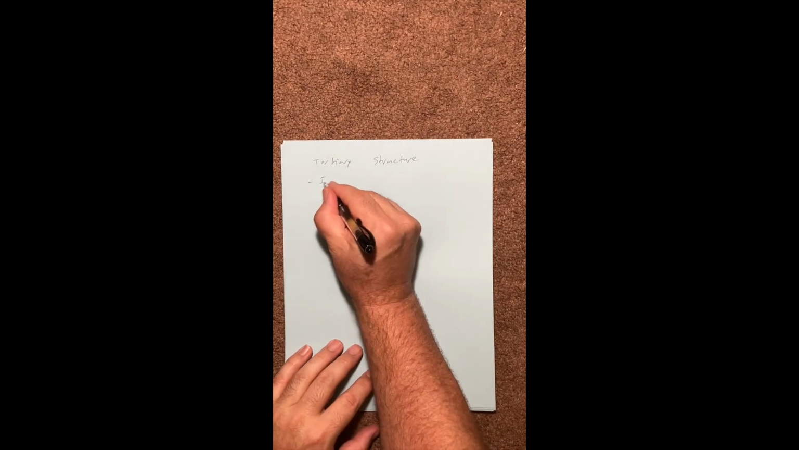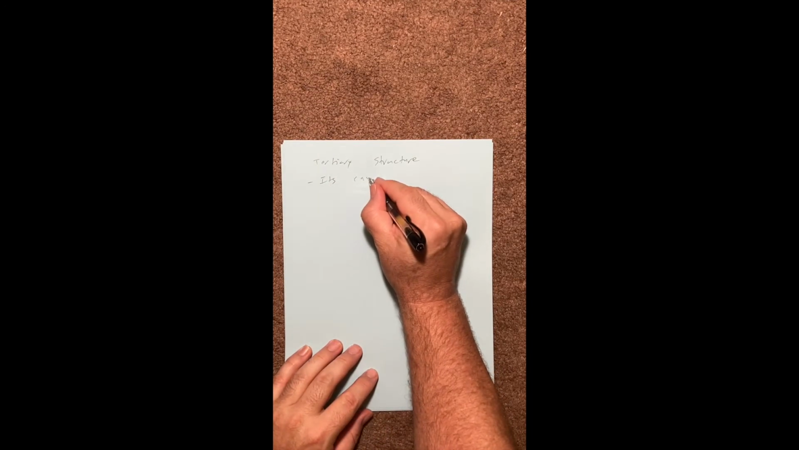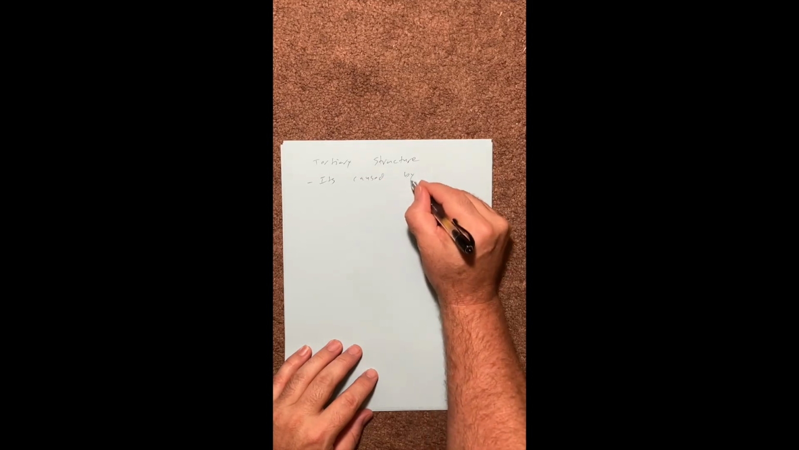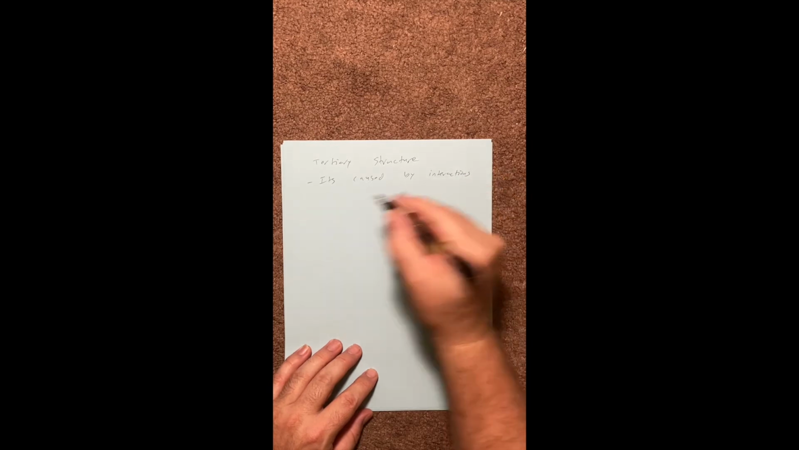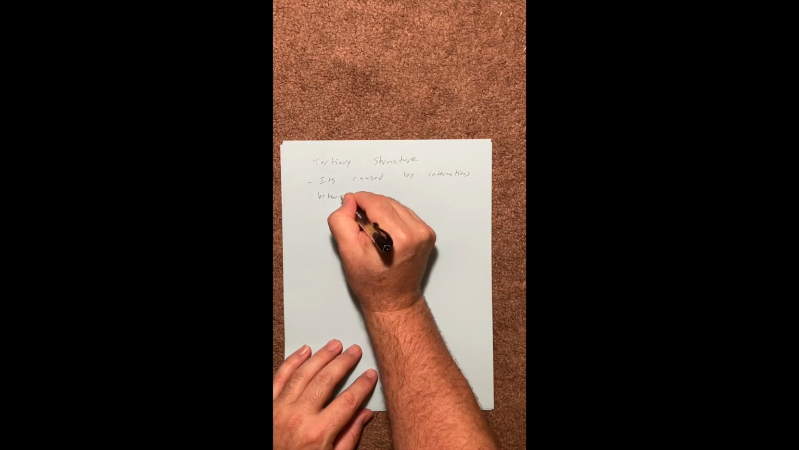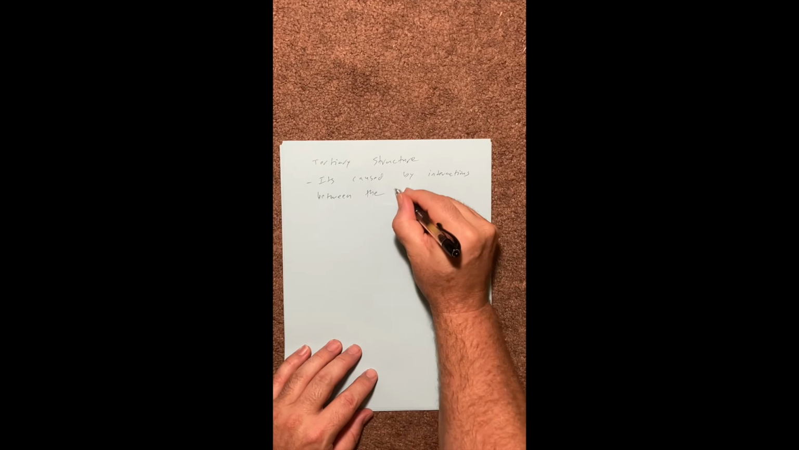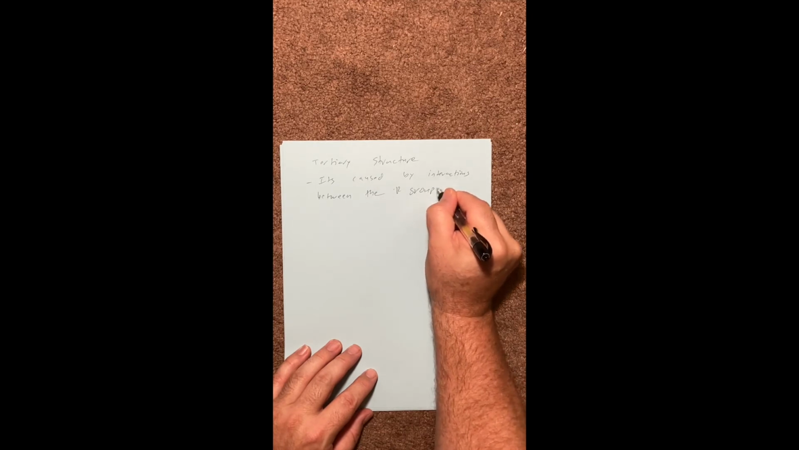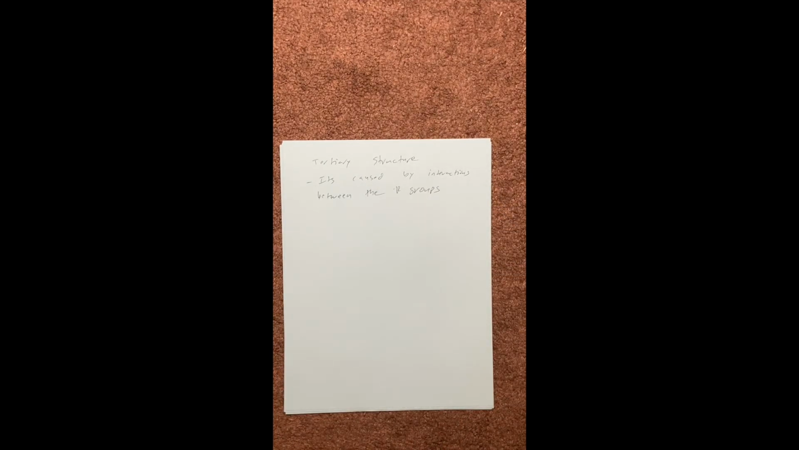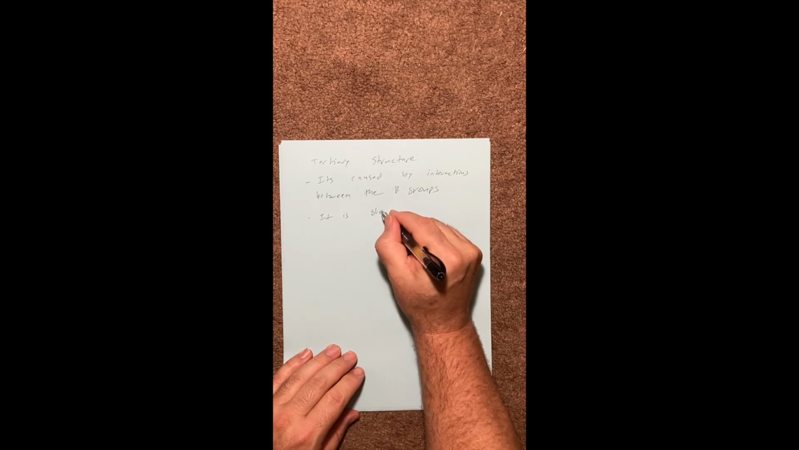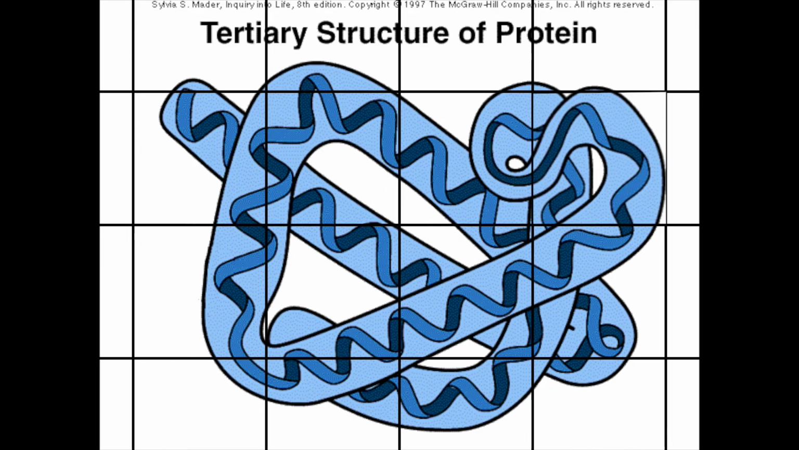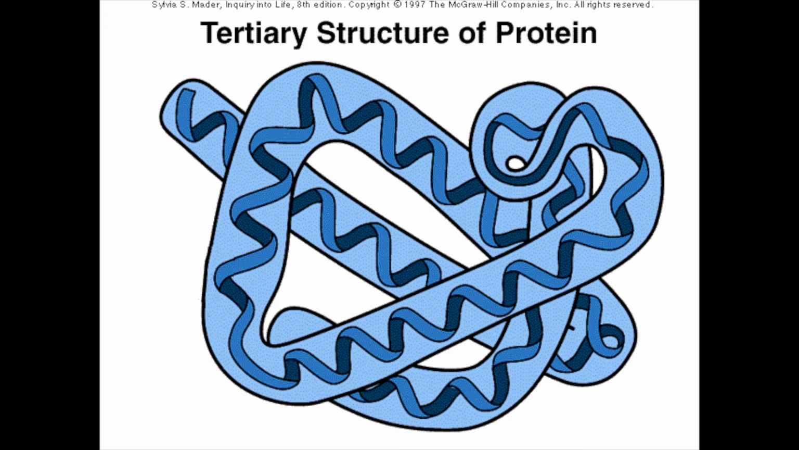The tertiary structure is different. It's caused by interactions between the R groups and is globular. It looks like a big wad of protein.